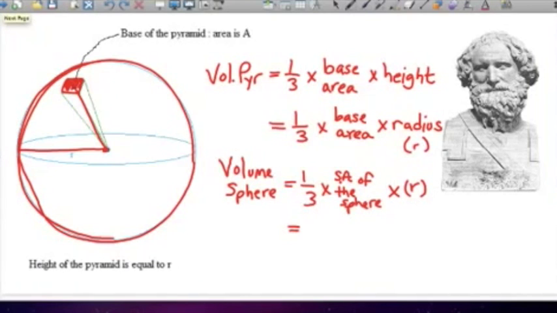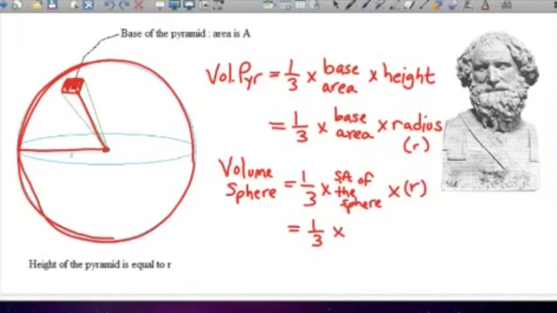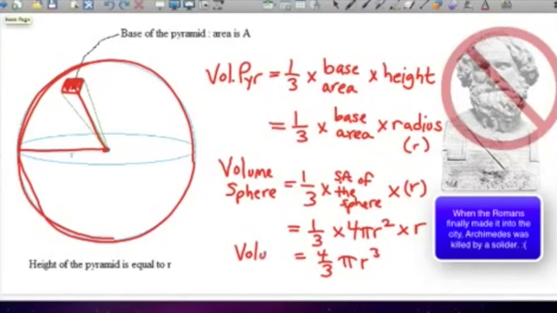Now, how do I find the surface area of the sphere? If you remember from the previous slide, we find the surface area as 4 pi r squared. So we're going to take 1/3 times 4 pi r squared times the radius again. So that's going to get us our total. 1/3 times 4 is 4/3 pi r to the third. That is how you find the volume of a sphere.